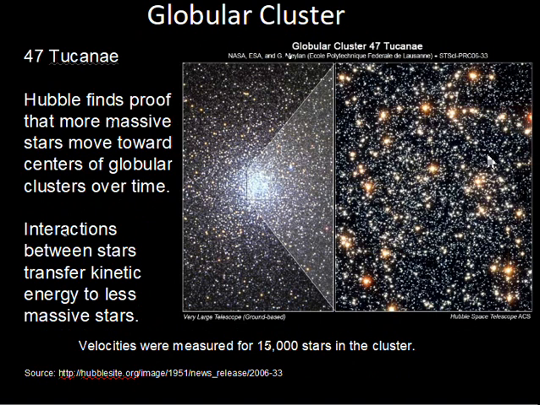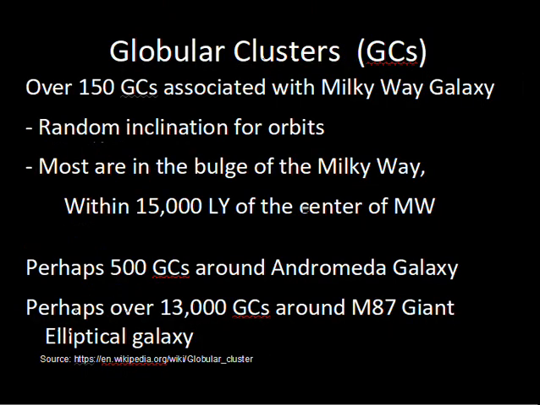Well, what about the Milky Way? Over 150 globular clusters have been identified, and there are probably some that are obscured by the dust and gas through the plane of our galaxy. As we look towards the center of the galaxy, we're probably missing some that are on the far side of the nucleus of our galaxy.